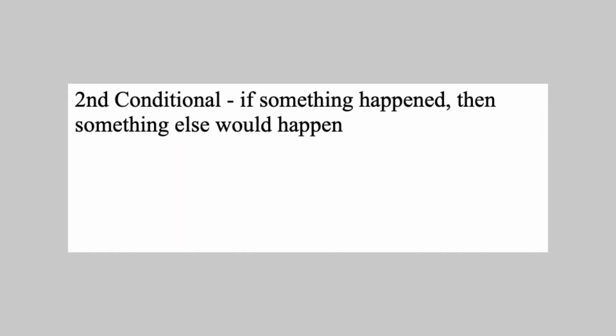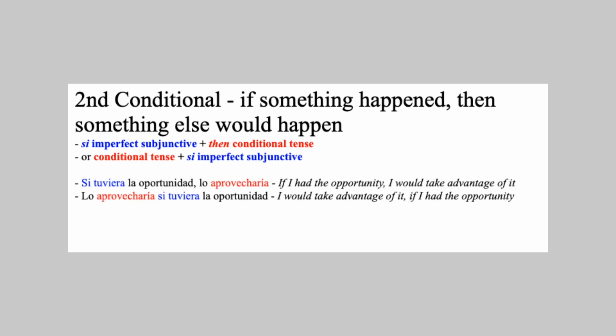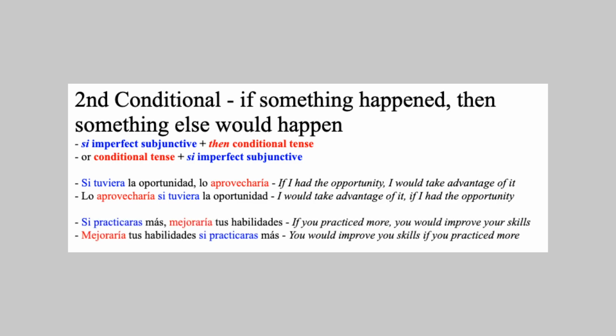The second conditional has just one construction: an imperfect subjunctive if clause and a conditional tense then clause. Si tuviera la oportunidad, lo aprovecharía. Lo aprovecharía si tuviera la oportunidad. Si practicaras más, mejoraría tus habilidades. Mejoraría tus habilidades si practicaras más.